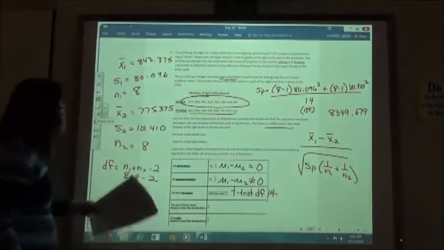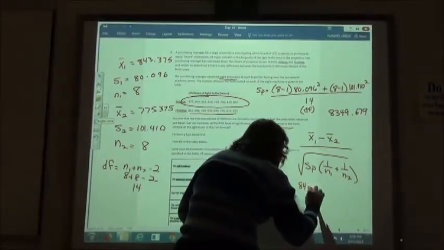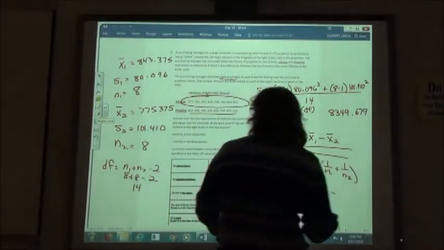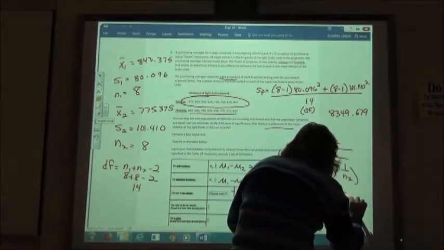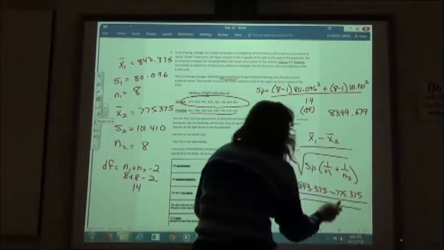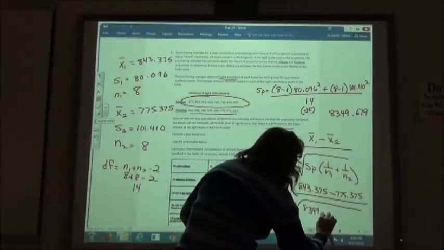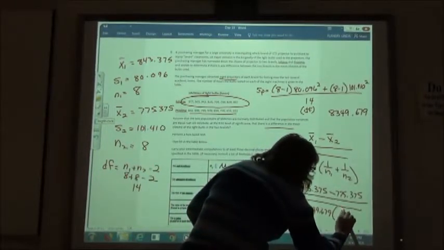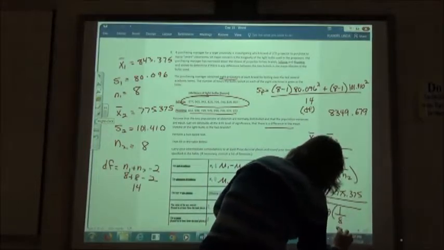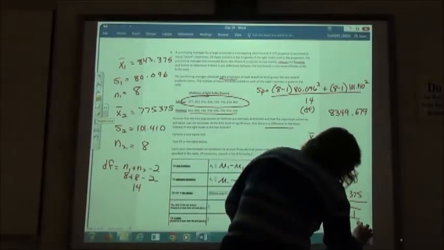So our X bar from 1, 843.375, minus the X bar from 2, 775.375, over the square root of that answer we got there, 8349.679 times 1 over N1, which is 8, plus 1 over N2, which is also 8.